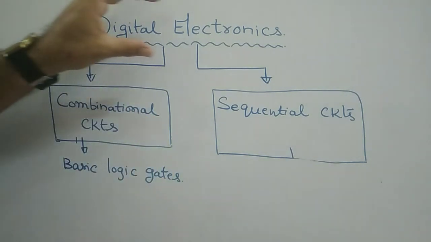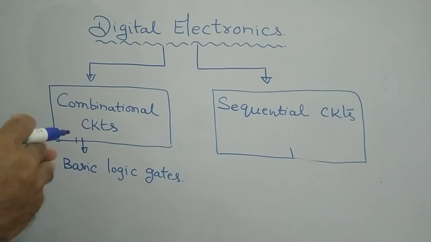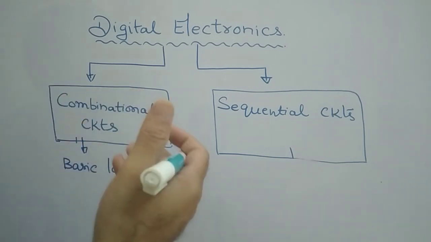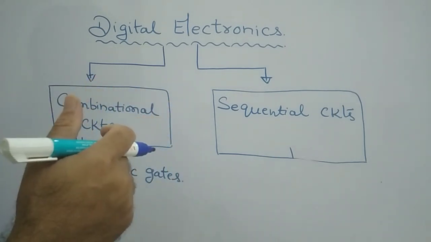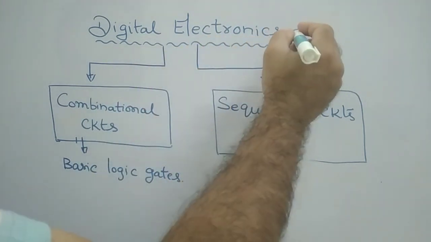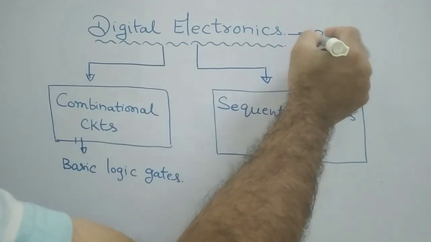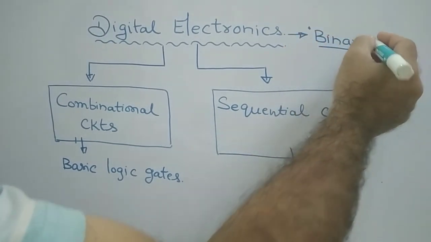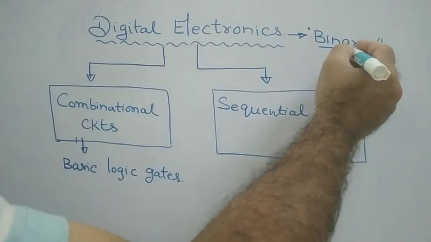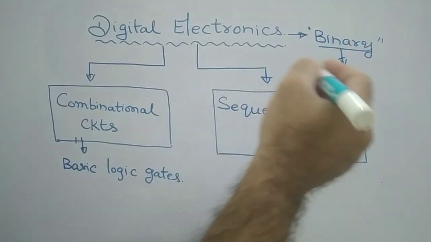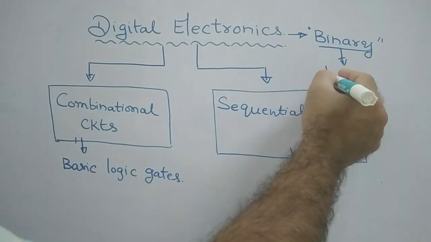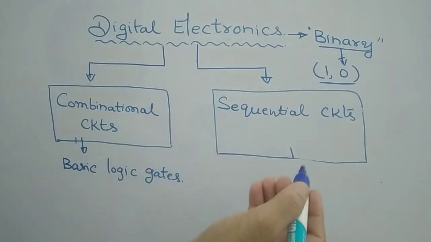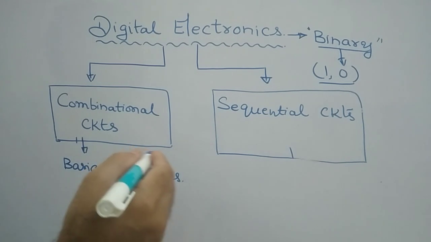In fact, the digital electronics subject describes the information or the message, whatever information we want to send or transmit, in terms of binary information. What is binary? The information is represented in terms of either 1 or 0. The total information is represented in terms of ones and zeros. That is called binary.